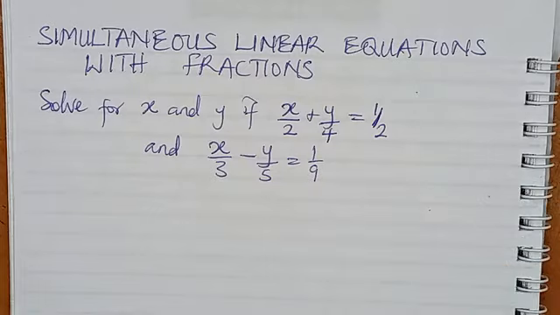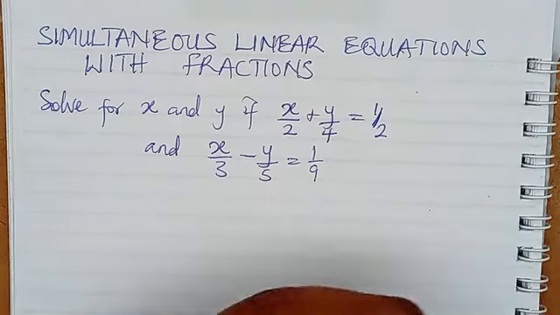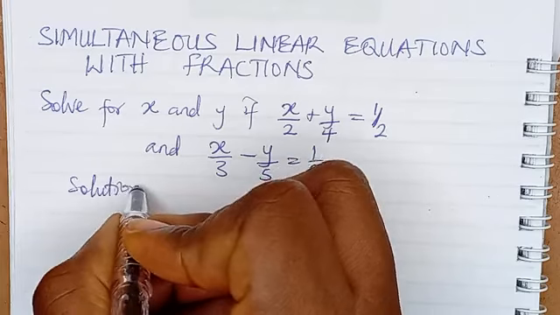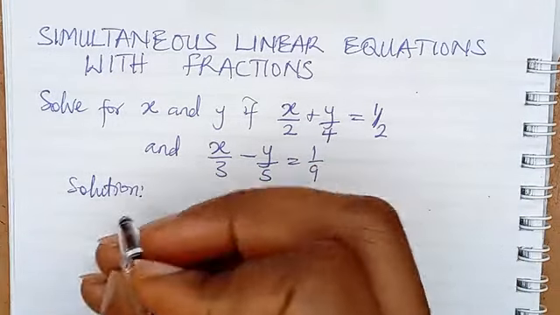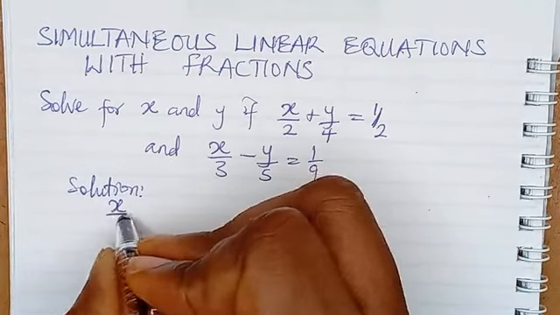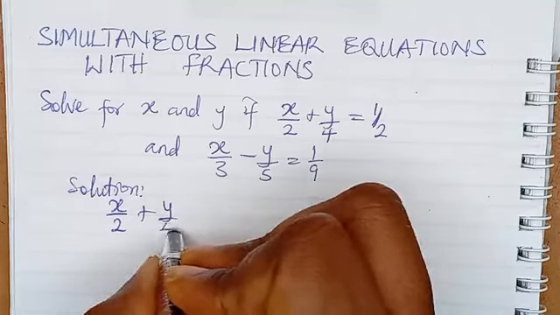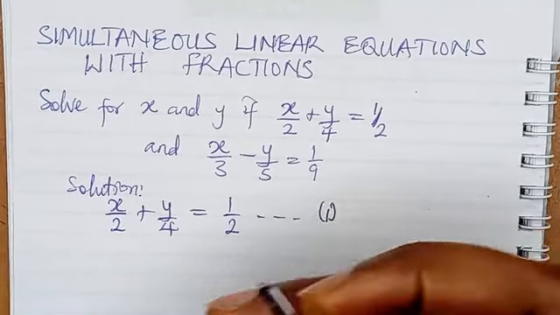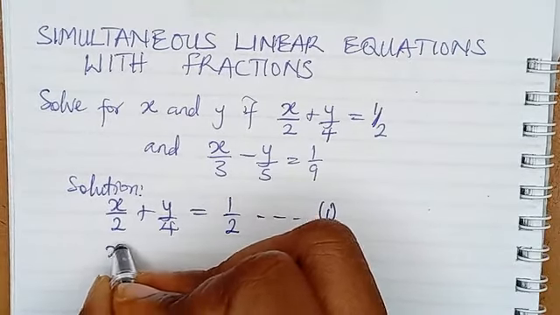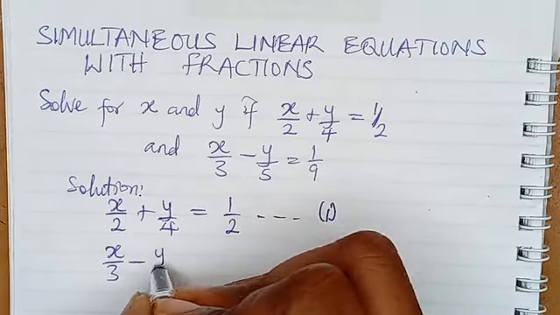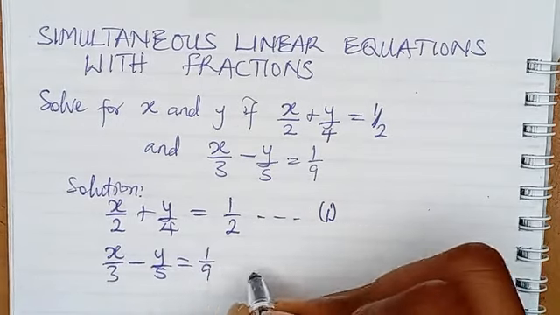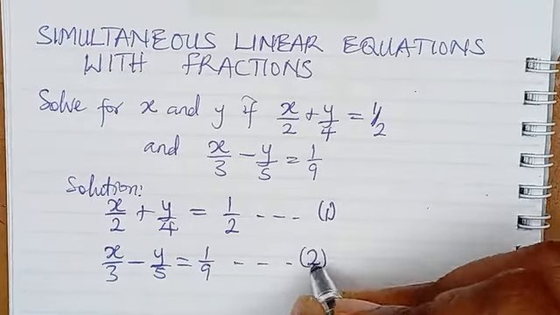So we are going to do something simple that we already know how to do, which is, the first thing, we are going to rewrite the equations. Rewriting the equations, we have x over 2 plus y over 4 is equal to 1 over 2, and we're going to name it equation 1. And we have the other one that says x over 3 minus y over 5 is equal to 1 over 9. We are going to name this equation 2.